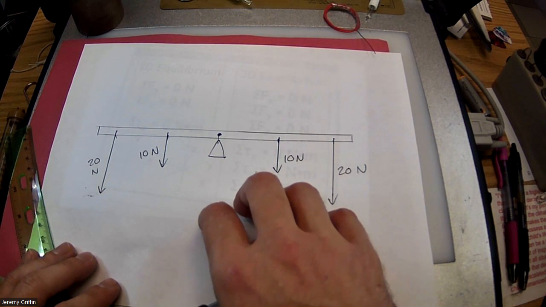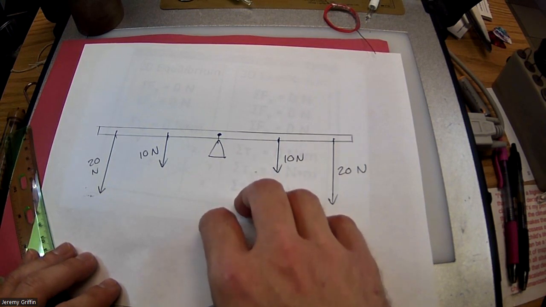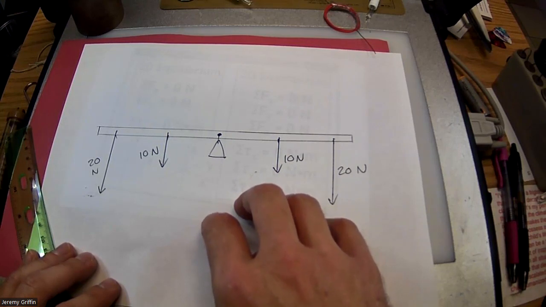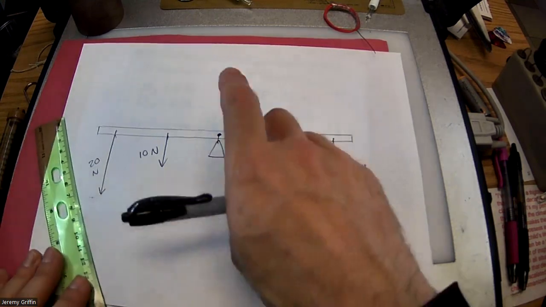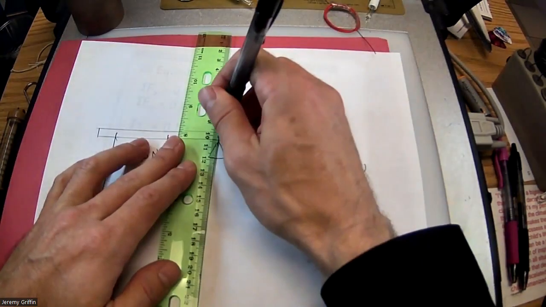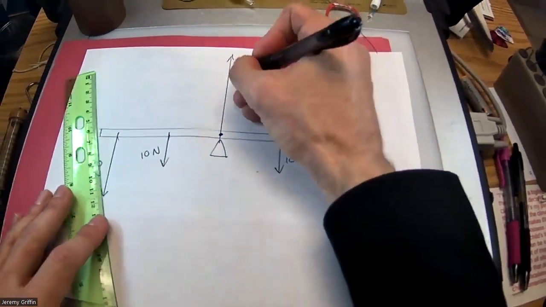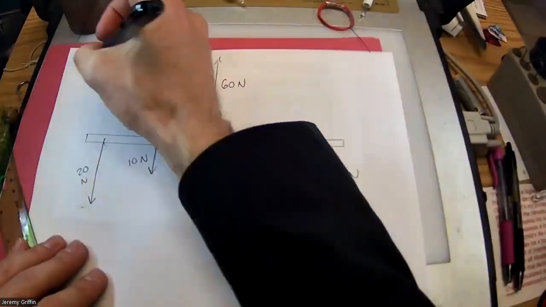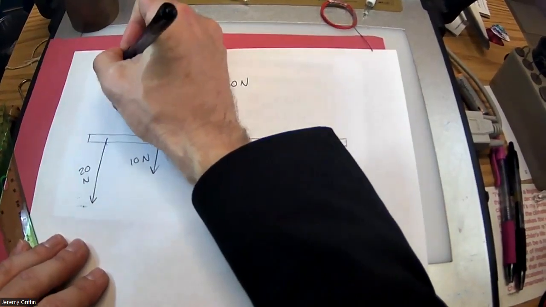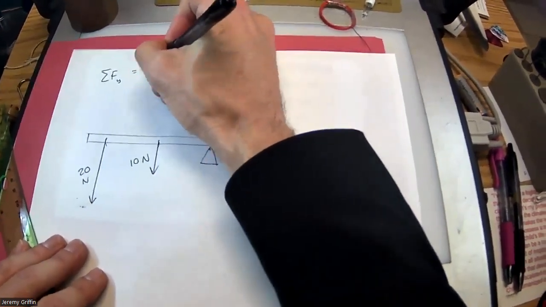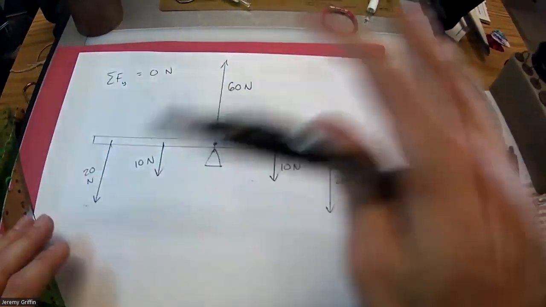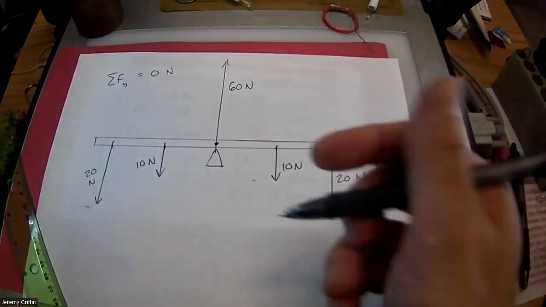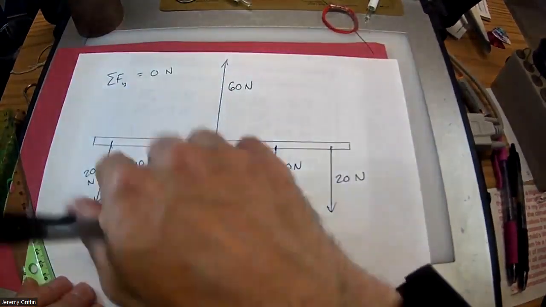You see that? Okay. Now there is a fifth force on here. Where is the fifth force, and how large is it? Center point, 60 newtons up. So it's 60 newtons up right there. And now we've satisfied all the conditions. I can say the sum of the forces in the y direction is 0 newtons, because I don't really care about x direction forces in this case. That's just 0 anyway.